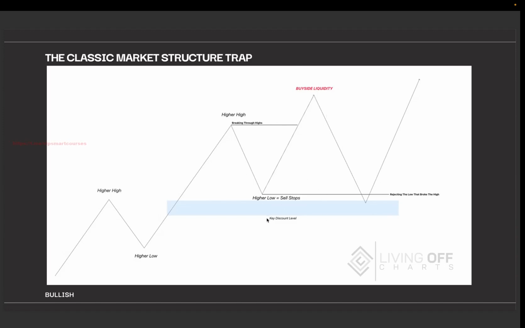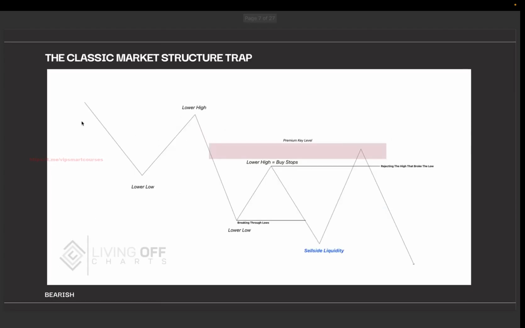So it's specific highs and lows with a key level below it, not just randomly. It's specific highs and lows. Now here's a bearish example. So we have a lower low, lower high, lower low, lower high.